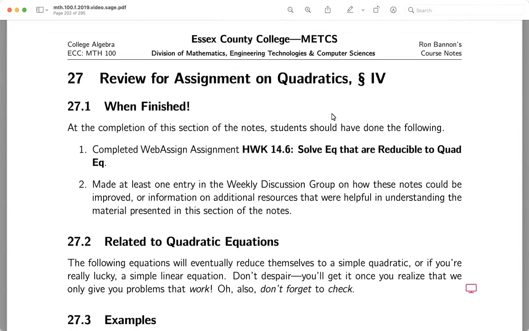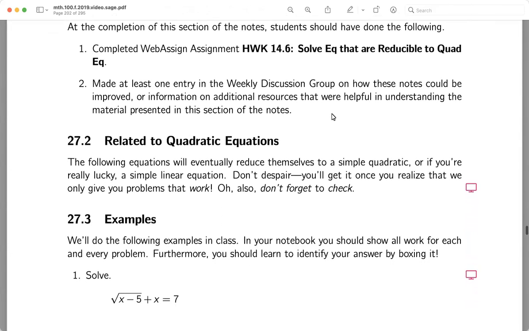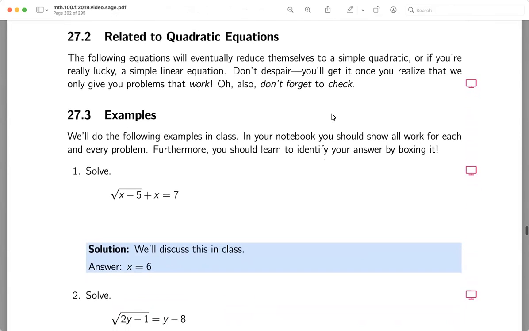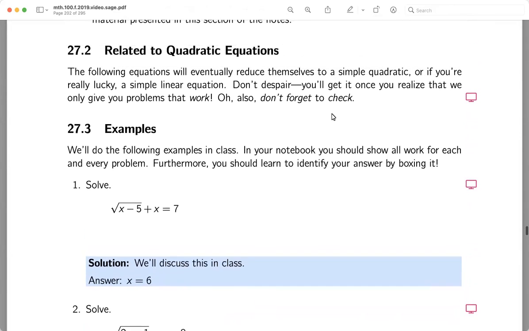Okay, section 27's a real short section. Basically, it's just equations that may not look quadratic, but when you start to manipulate them, they become quadratics. So the goal here is basically to do the problem set. There's very little to say about this, other than the fact that you may look at these things and say, I don't think I can do this. We don't give you problems you can't do.